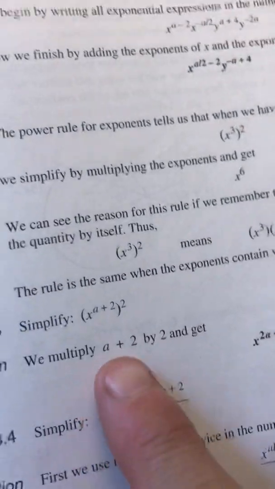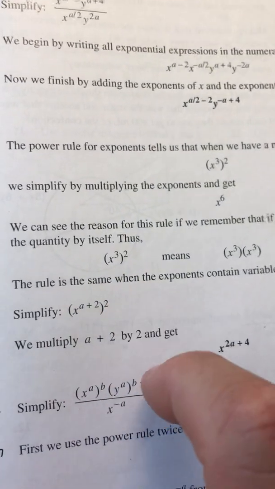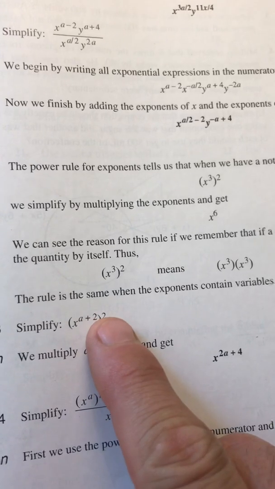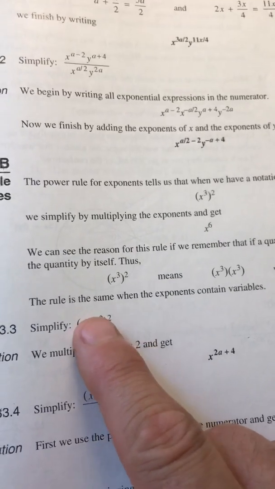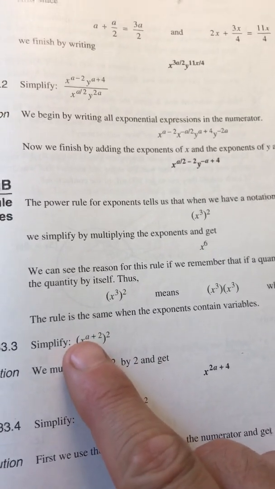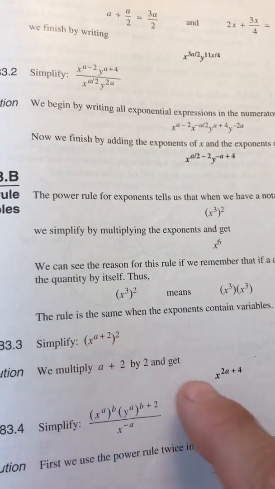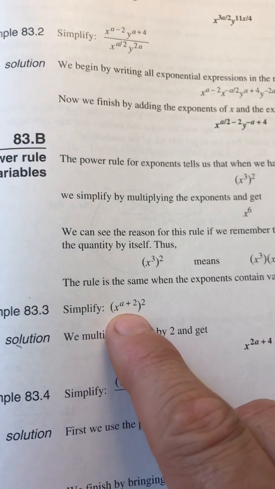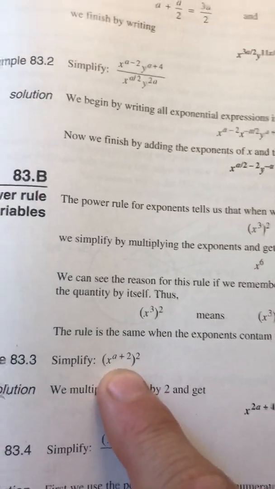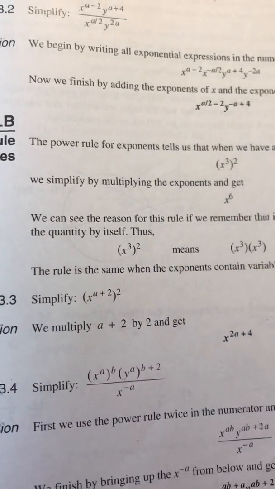Now, they do this problem here. This is all on page 343. X to the a plus 2 to an exponent. So an exponent to an exponent, you have to multiply. So a plus 2 times 2, because it's an exponent to an exponent. So the 2 has to be distributed to each term inside. So that is x to the 2a, right? A times 2 is 2a, and then 2 times 2 is 4. X to the 2a plus 4. You can just distribute the exponent, and you don't have to do that.